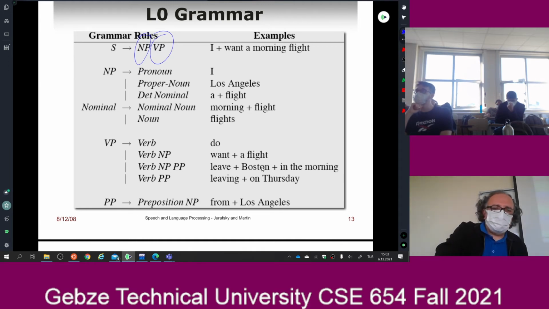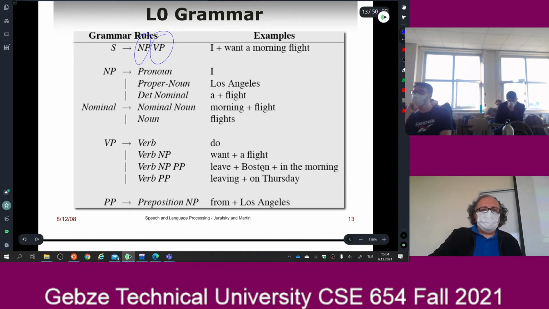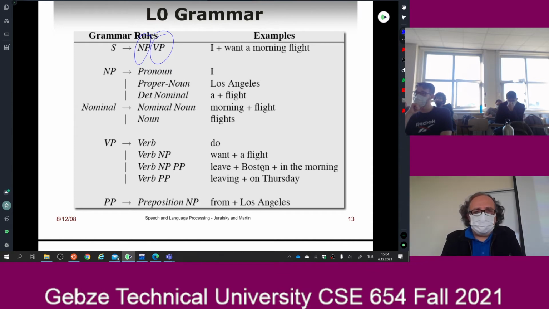The same thing for the verbs. A verb phrase could be a simple verb such as do, or verb noun phrase, I want a flight, or noun phrase prepositional phrase, I want him to go there. Or verb and prepositional phrase, leaving on Thursday. You want to go there, etc. Want to go. So these are the verb phrases.